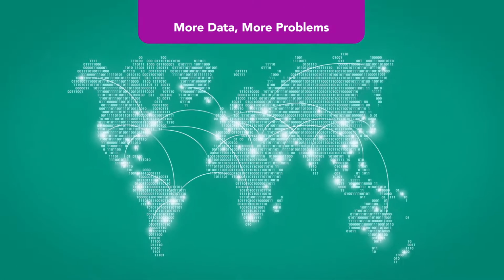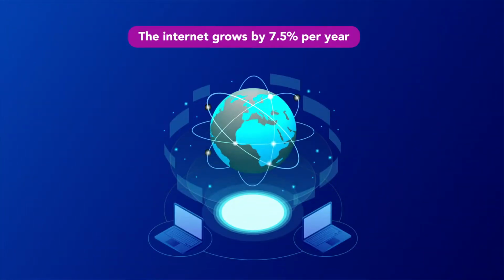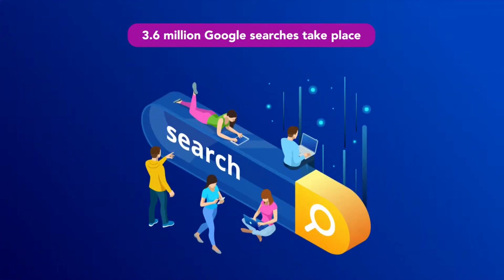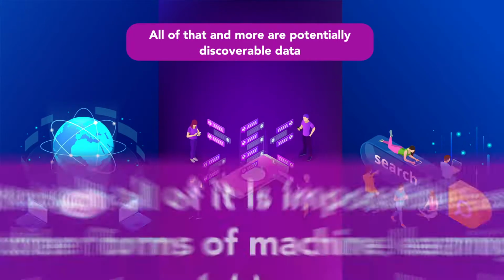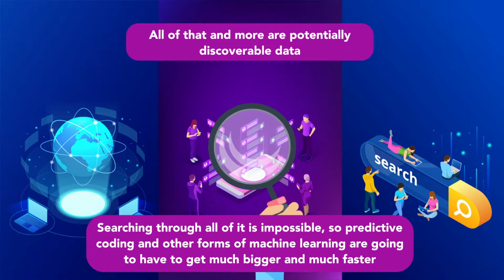More data, more problems. As time goes on, more and more data is produced by humans. In the US alone, people create 2.5 quintillion bytes of data per day. The internet grows by 7.5% per year, 3.5 million text messages and 460,000 tweets are sent every minute, 3.6 million Google searches take place, etc. All of that and more are potentially discoverable data. Searching through all of it is impossible, so predictive coding and other forms of machine learning are going to have to get much bigger and much faster.